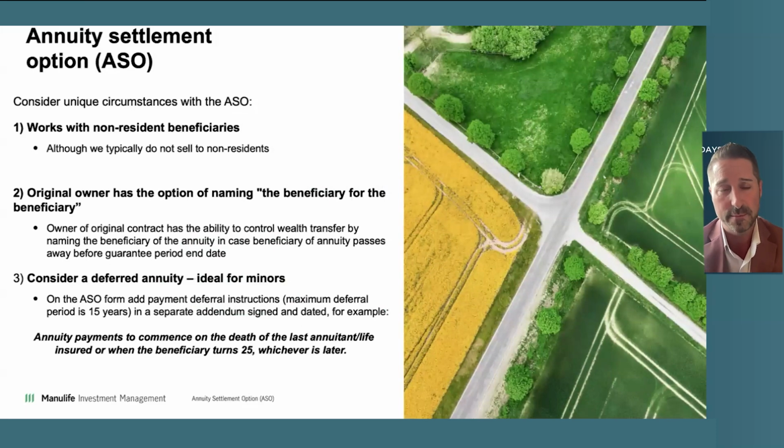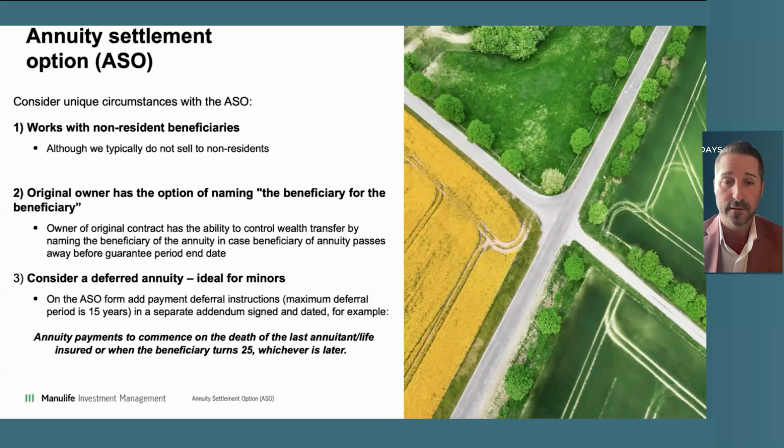It does work with non-resident beneficiaries, so keep that in mind, even though we typically don't sell to non-residents. Number two, the original owner has the option of naming the beneficiary for the beneficiary of the annuity itself. That simply means when I'm setting up the annuity for, say, my child today, and I'm not too confident of whom they may select as the beneficiary of the annuity, because that's the only thing they have to do, I could pick the beneficiary of the annuity today as the parent and it is irrevocable. So when they eventually receive that annuity, that's already in place.